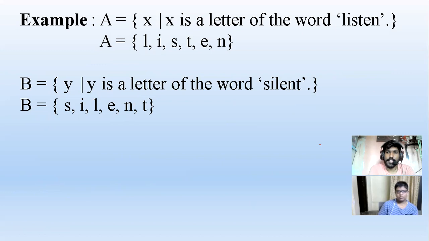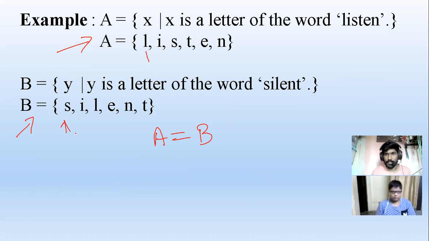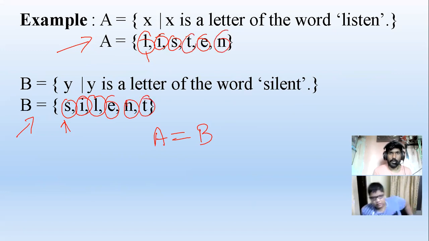Now look at set A and set B. What can you see? The elements are matching. So can you say A is equal to B? Yes, sir. The order does not matter. Your L is first, your S is first, that is not important, but all the elements are the same. S is the same, I is the same, L is the same, E also, N, and lastly T. Each and every element is the same, so you can say set A and B are equal.